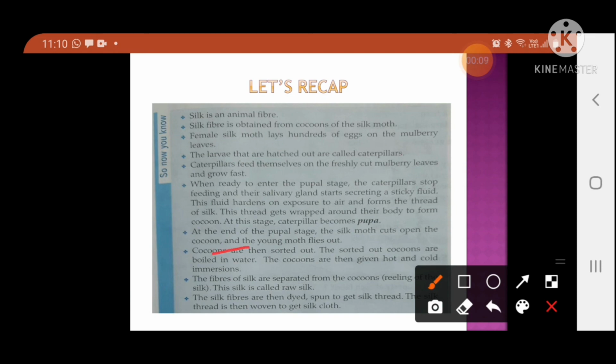Cocoons are then sorted out. The sorted out cocoons are boiled in water. The cocoons are then given hot and cold emulsions. The fibers of silk are separated from cocoon, that is called reeling of silk, and this silk is called raw silk. The silk fibers are then dyed, spun to get thread. The silk thread is then woven to get silk cloth.